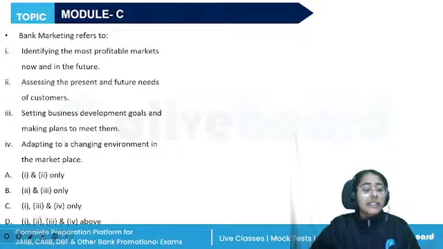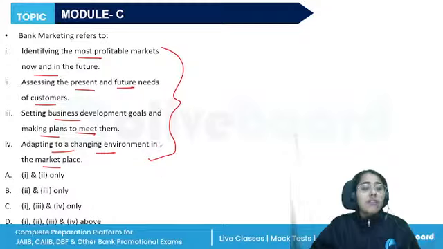Bank marketing refers to, then you are given certain statements. It is a multiple selection type question. Identifying the most profitable markets now and in the future, assessing the present and the future needs of the customers, setting business development goals and making plans to meet them, adapting to a changing environment in the marketplace. So, out of these four statements, which are correct? 1 and 2 only, 2 and 3 only, 1, 2 and 3 only, or 1, 2, 3 and 4, that is all of the above.